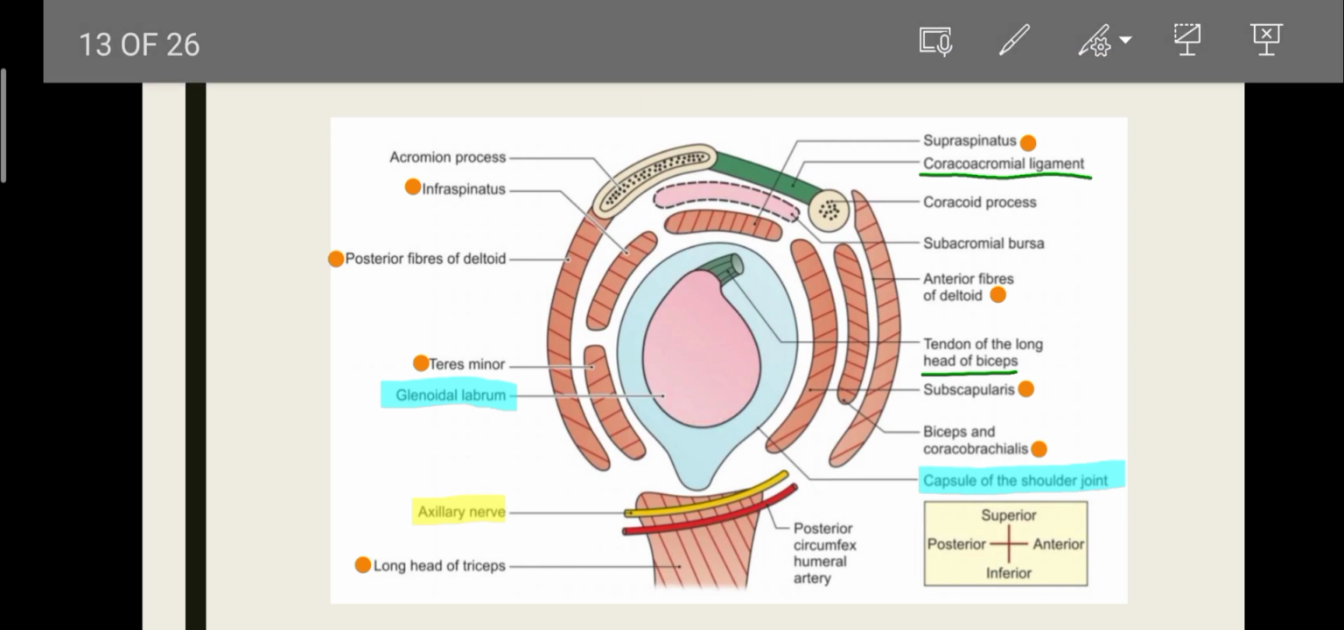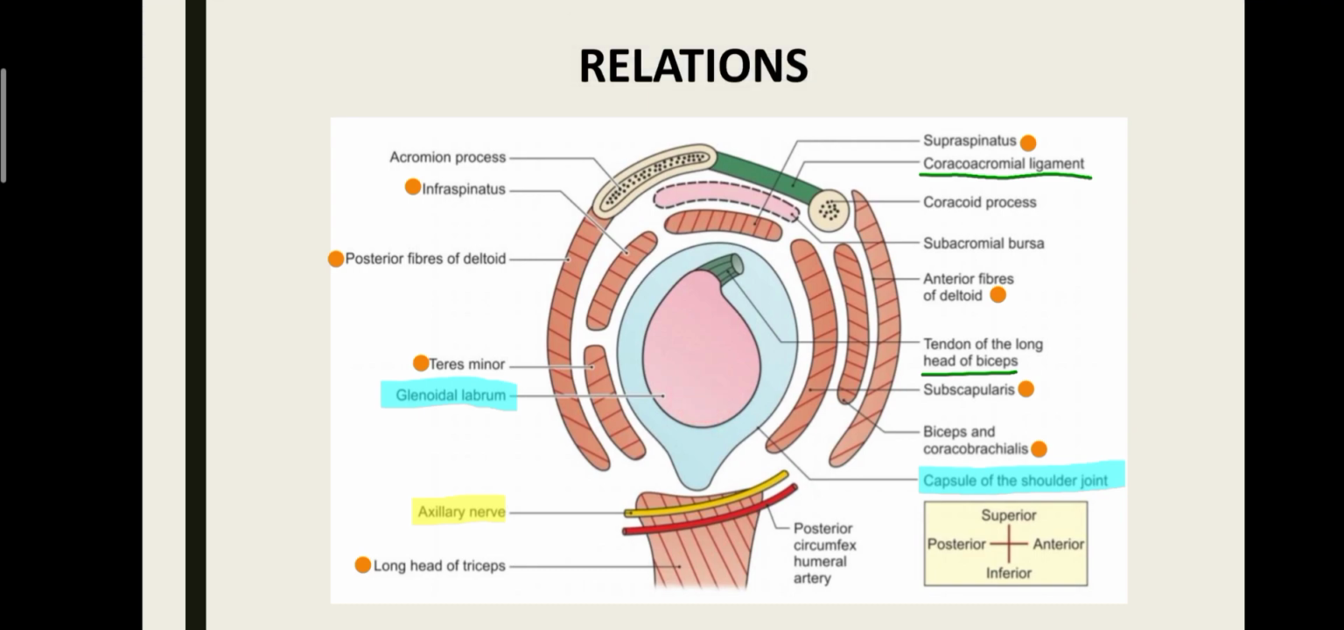Okay, first we'll have a look at the superior relations. See, the acromion process, coracoacromial ligament and your coracoid process. So all these three together is your coracoacromial arch, right? So this is your first superior relation. Next, you should write the supraspinatus. Supraspinatus is your next relation along with the subacromial bursa. Okay, so the coracoacromial arch, supraspinatus and your subacromial bursa. These three form your superior relations.